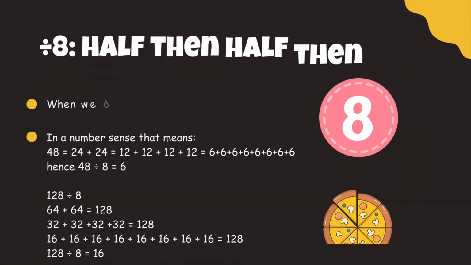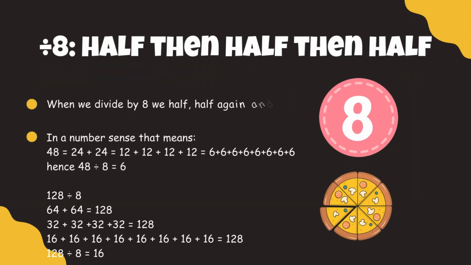To divide by 8 we half and then half again, so half 3 times. Let's look at 48, which is 24 plus 24 or 12 plus 12 plus 12 plus 12 or 6 plus 6 plus 6 plus 6 plus 6 plus 6 plus 6 plus 6. Therefore 48 divided by 8 is 6.